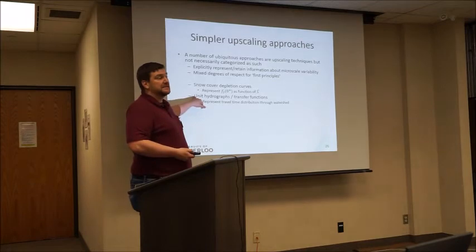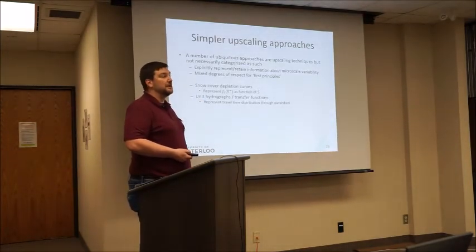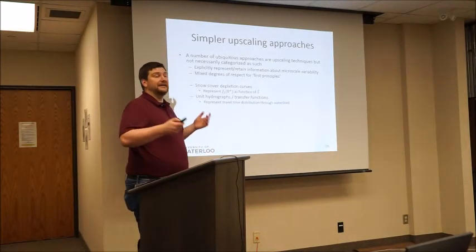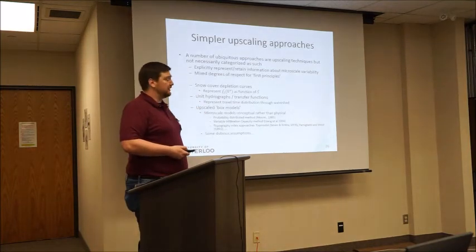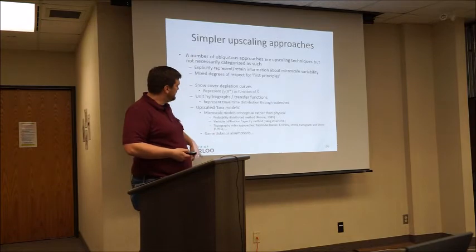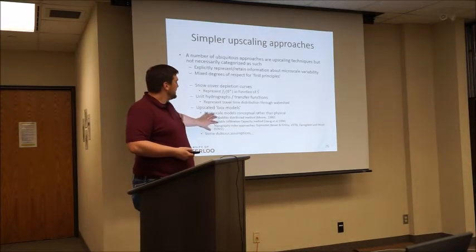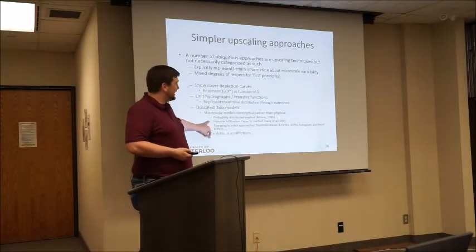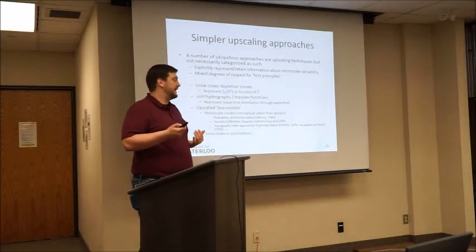Unit hydrographs. This is a probability distribution of travel times through the landscape. We try to respect the fact that all the water doesn't show up at once. It shows up with various lag times across the landscape. Box models. A number of things like the probability distributed model, the VIC model, TOPMODEL, and variants that use topographic index. They're using, again, mixed degrees of respect for first principles, but they're trying to respect the fact that there's spatial heterogeneity in the system and directly include that in the model.